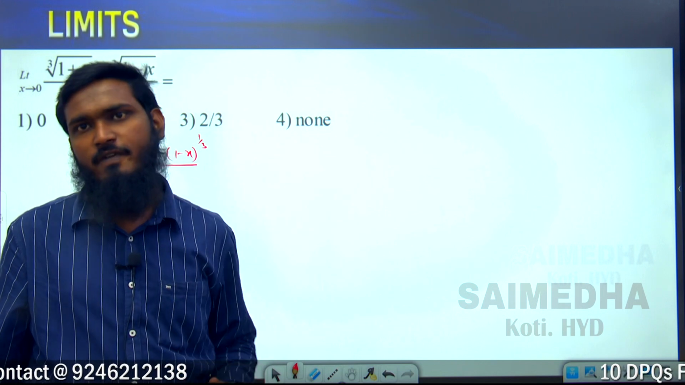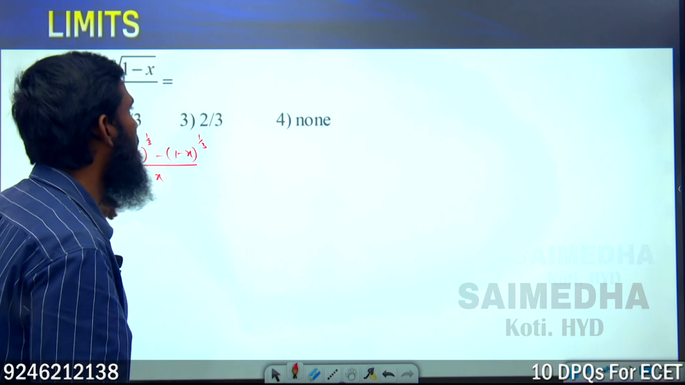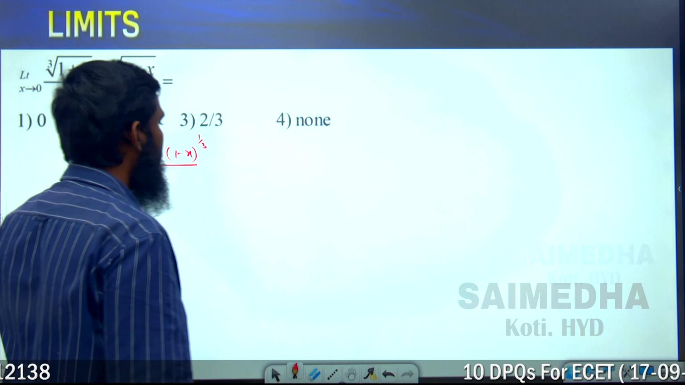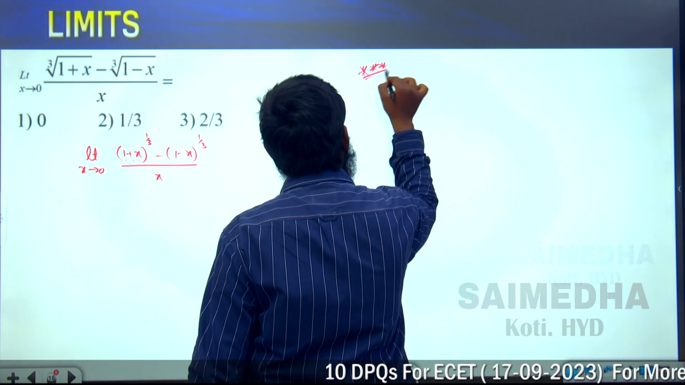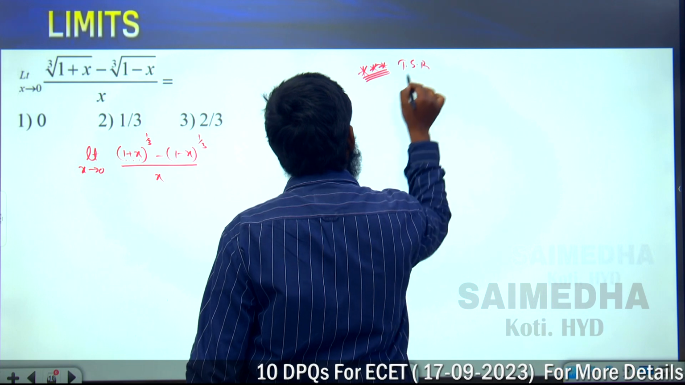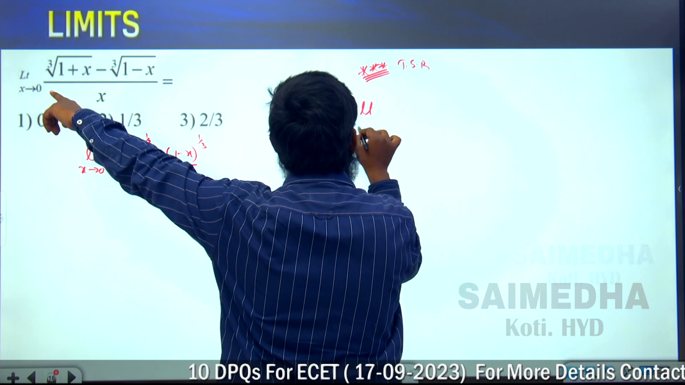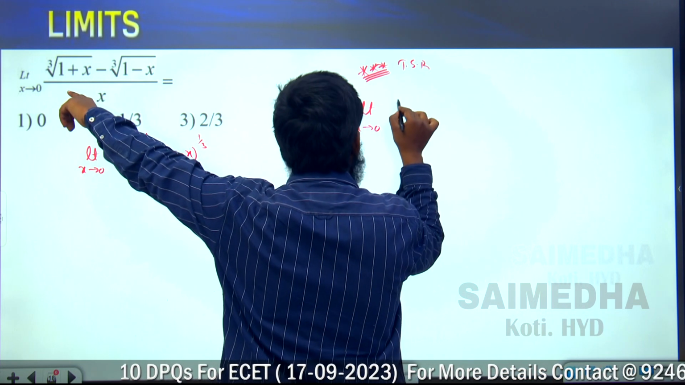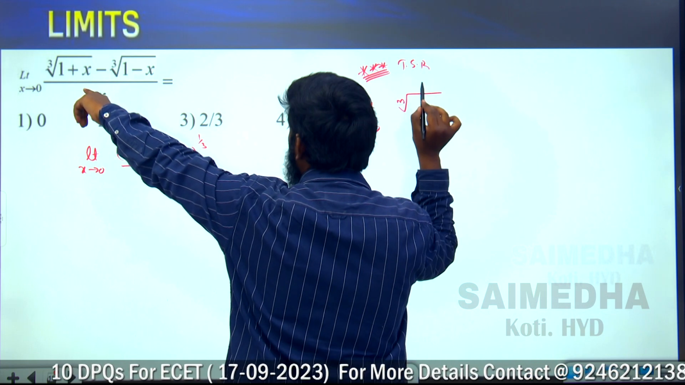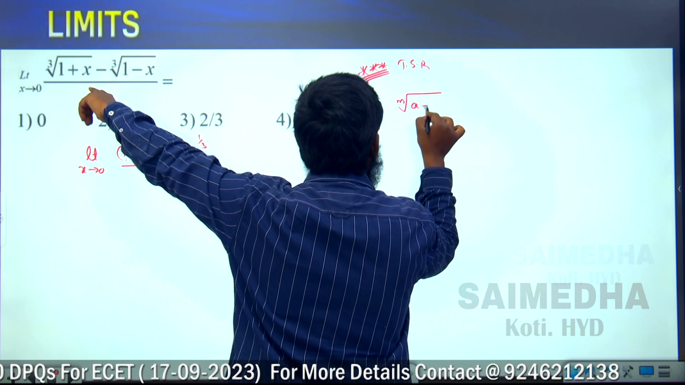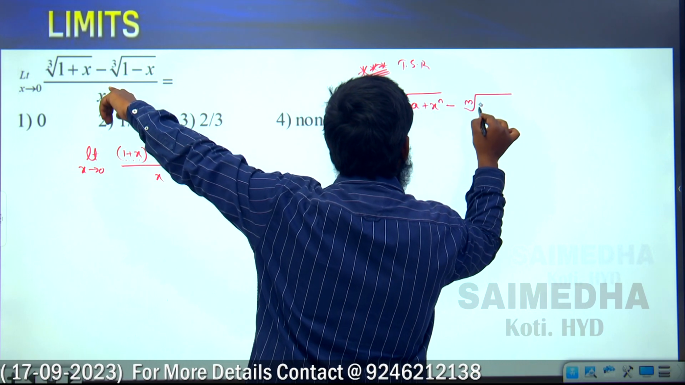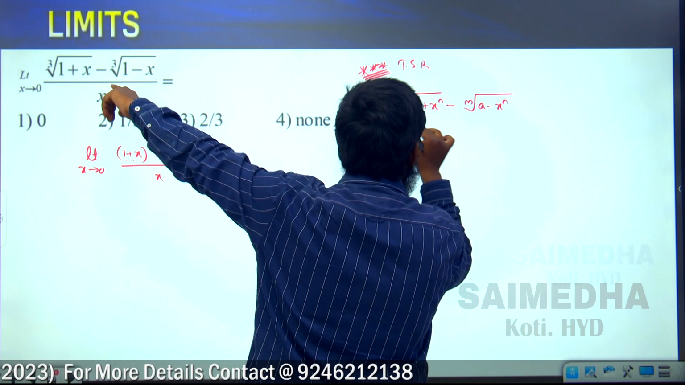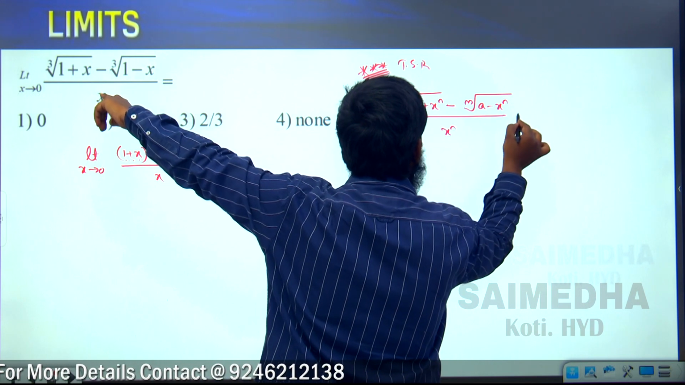You have to go on simplifying, but that part also becomes difficult. Let us see this question now. We are having limit x tends to 0, mth root of (a plus x power n) minus mth root of (a minus x power n), divided by x power n.